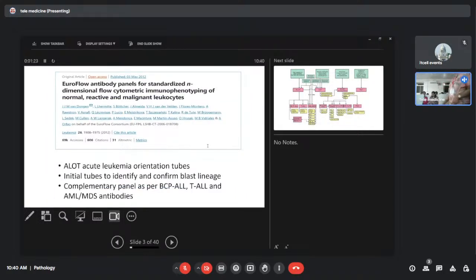Now the standard approach for a case of acute leukemia is to follow the EuroFlow panel. In this panel, they have planned the immunophenotypic analysis in 2 steps. First is the ALOT, that is the acute leukemia orientation tube. I'll tell you the markers subsequently. Once you get the results of this ALOT tube, then you proceed to a complementary panel, which is for B-cell precursor ALL, T-ALL, or the AML or MDS panel.